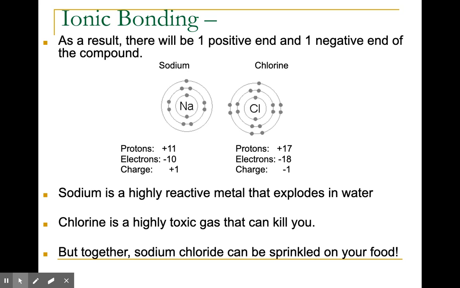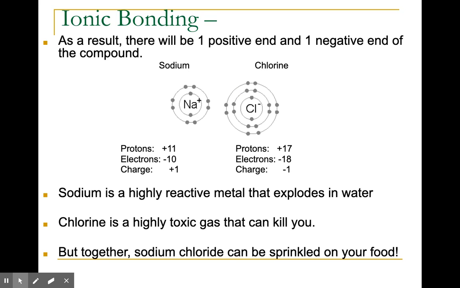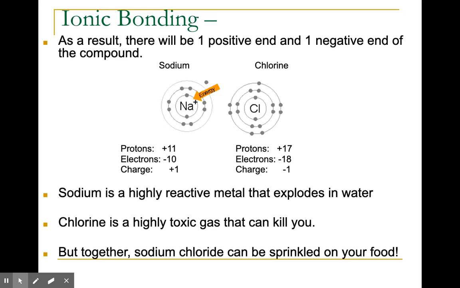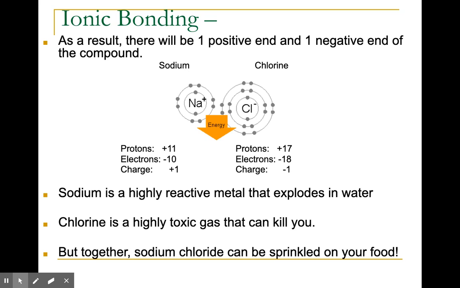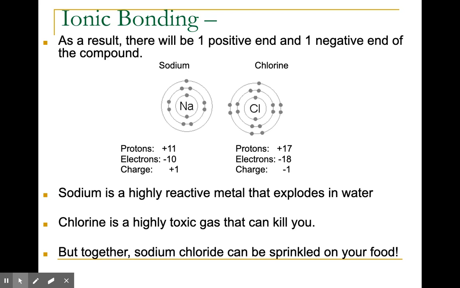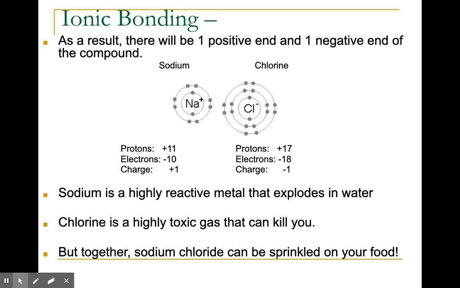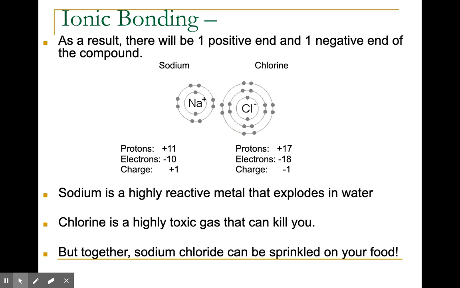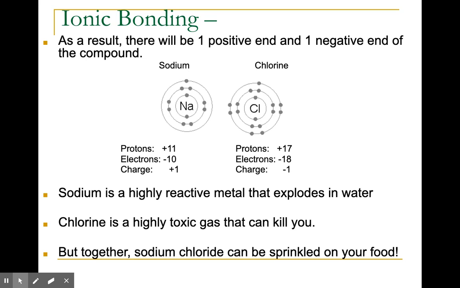So if we look at our sodium and our chlorine example again, you can see sodium has 11 protons and 10 electrons because it's lost one, which is going to give it a +1 charge. If you look at chlorine, chlorine has 17 protons and 18 electrons because it accepted one from sodium, giving it a negative charge. Sodium by itself is a highly reactive metal that's going to explode in water. Chlorine is a highly toxic gas that can kill you if ingested. However, together, sodium chloride or salt can be sprinkled on your food and eaten.